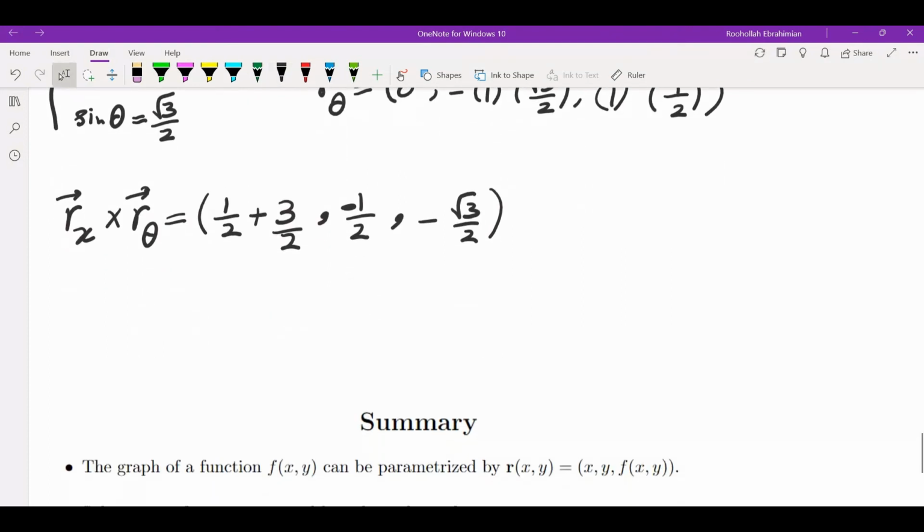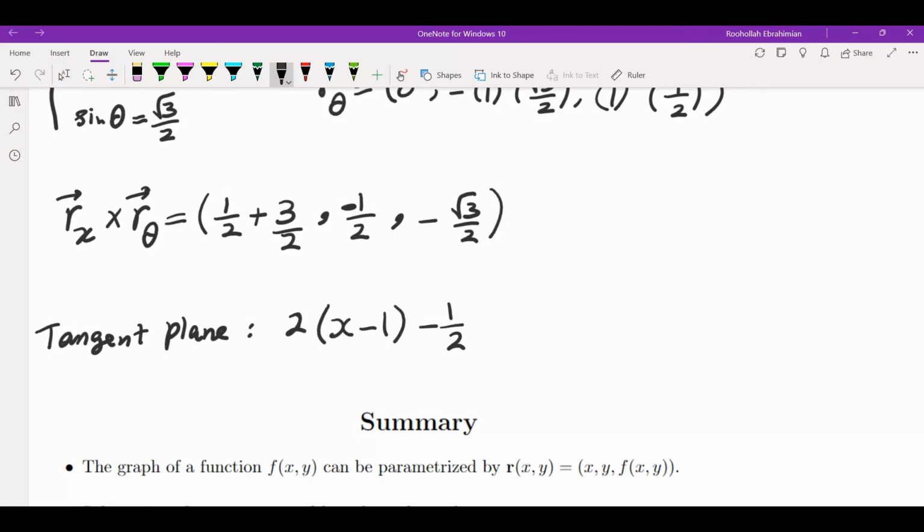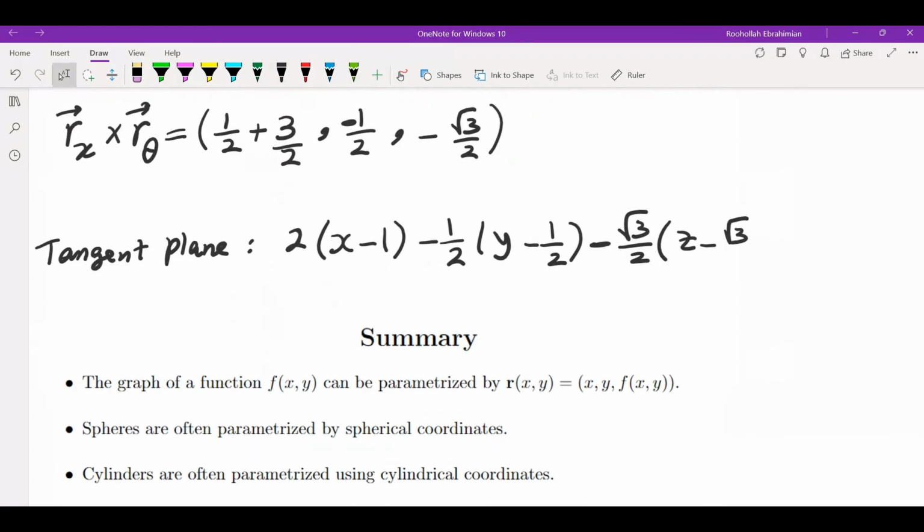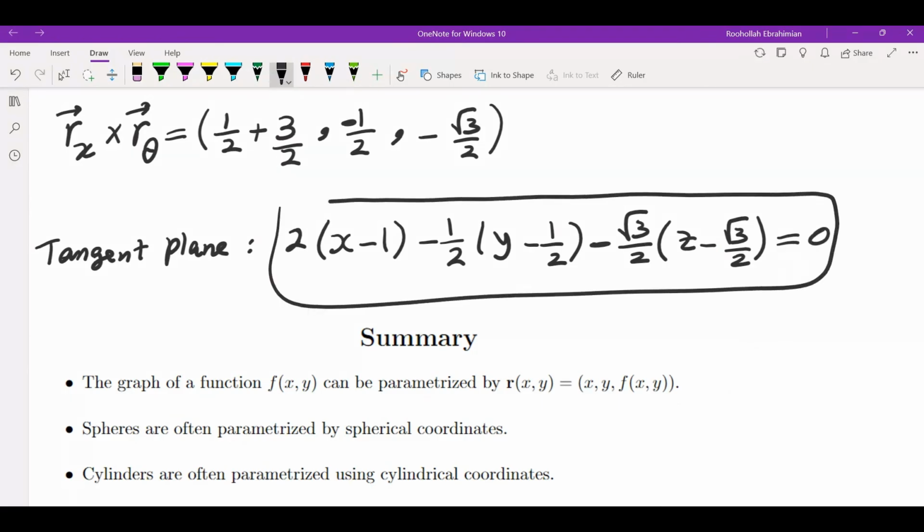So now we can write down the equation of the tangent plane from what we have learned before. It would be (1/2 + 3/2), which is 2, times (x minus 1), minus 1/2 times (y minus 1/2), minus root 3 over 2 times (z minus root 3 over 2), equals 0. So that is the equation of the tangent plane.